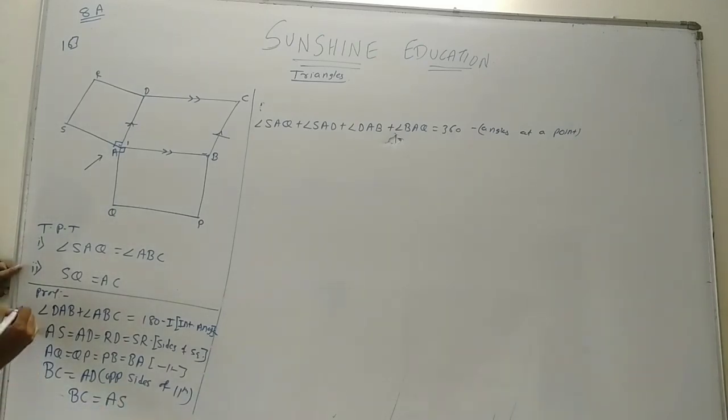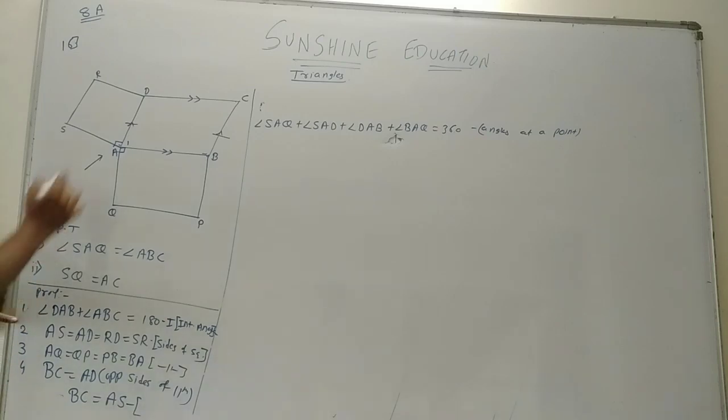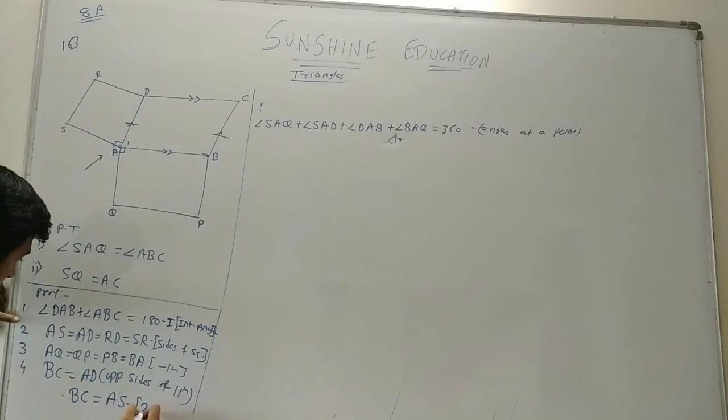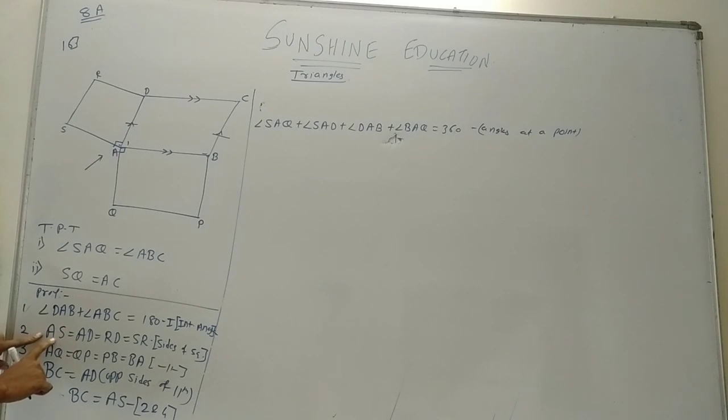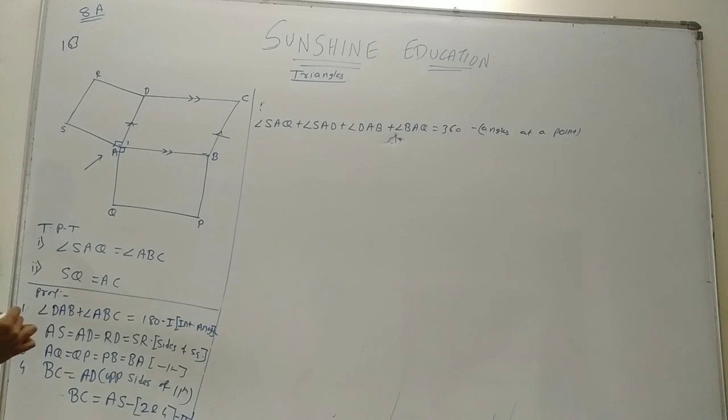If I number these 1, 2, 3, 4, the reason will be from 2, all the sides equal, and 4, opposite sides equal. You can see that AS is equal to AD and AD is equal to BC. Therefore AS is equal to BC. This will be helpful for me, that's why I am writing it numbered.